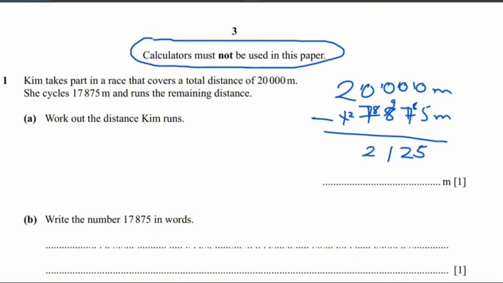So the total number of meters which Kim runs is 2,125 meters. So take note to write the answer in the given space. Even though you've done your working, you must also answer the question and follow instructions. Put your answers in the given space there. That's why the question is only 1 mark.